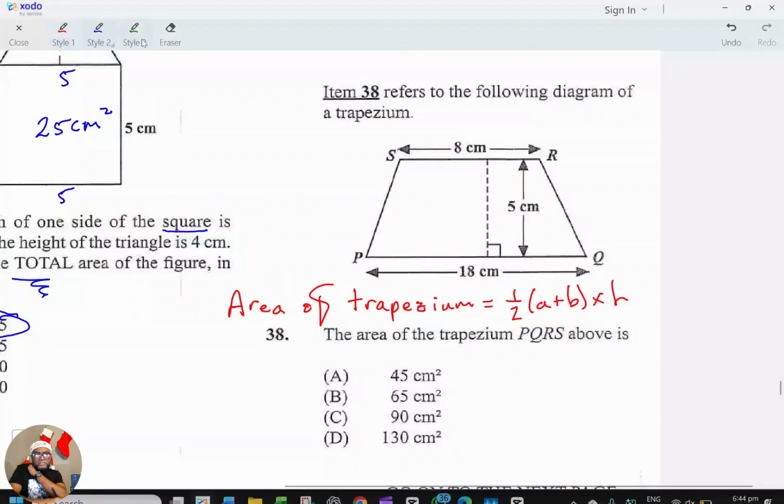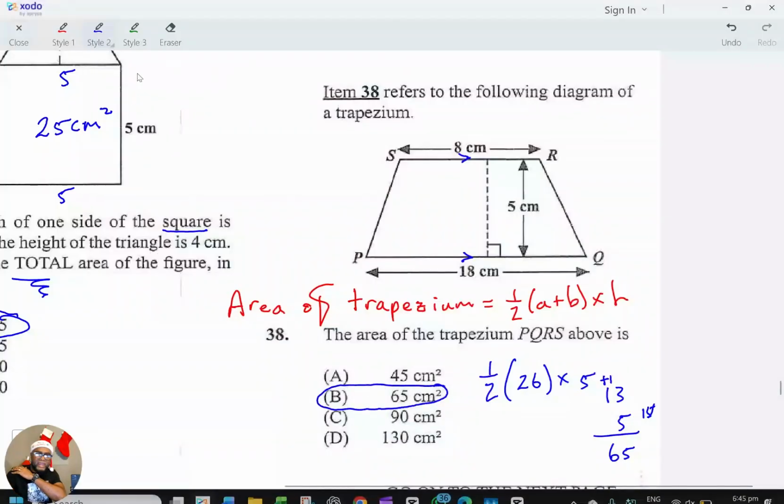So what's A? A and B would be your parallel sides, right? So there'll be half of A plus B, which will be your two parallel sides, 18 and 8. So 8 plus 18 would be 26. And then you still have to multiply by the height, which is 5. Half of 26 is 13. 13 by 5: 5 3s are 15, and then you're adding 1 here. 1 5 is 5 and 1 is 6. 65 centimeters squared. Everybody should have had that.